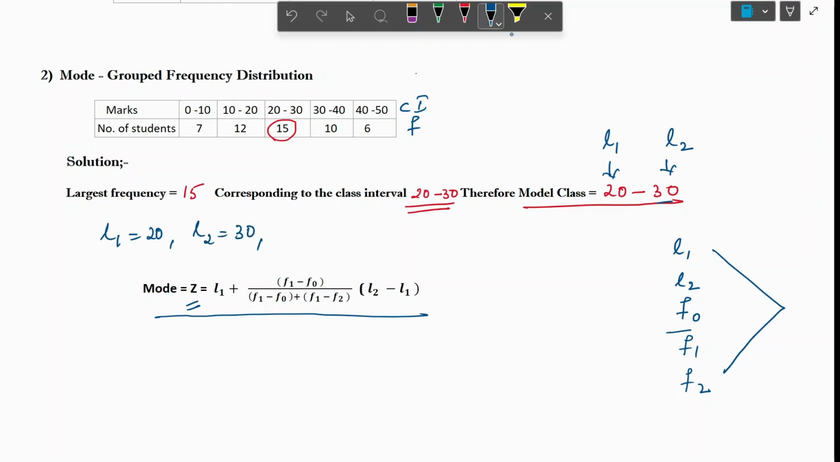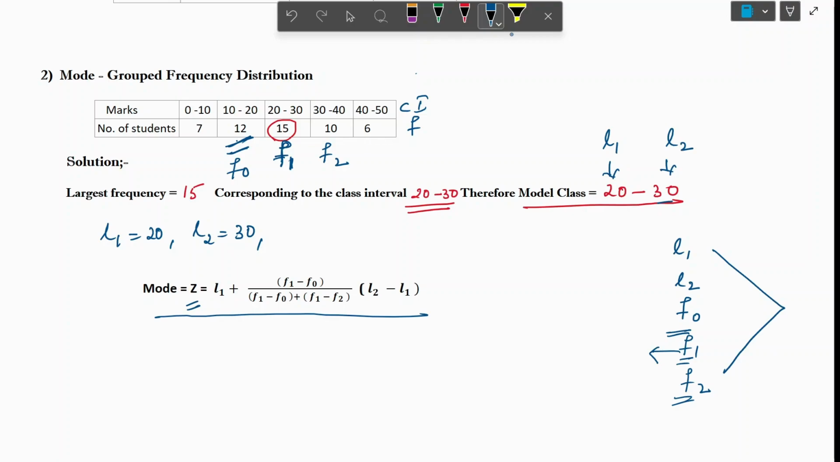Now what is remaining? F0, F1, F2 remaining. F1 means the highest frequency, the maximum frequency. What is here? That is F1, 15. Correct? If you are writing in a column, one frequency just above this highest frequency, that is 12, is denoted by F0, and the one below is called F2. Therefore first you locate your F1, the highest frequency, then the frequency just above, the preceding frequency, is F0, and the next one after 15 is your F2.